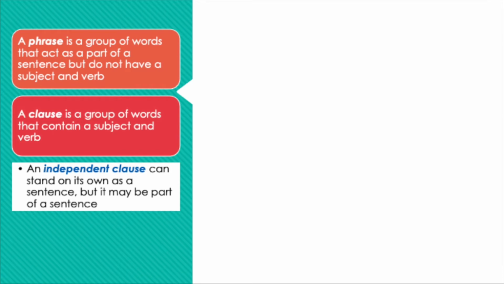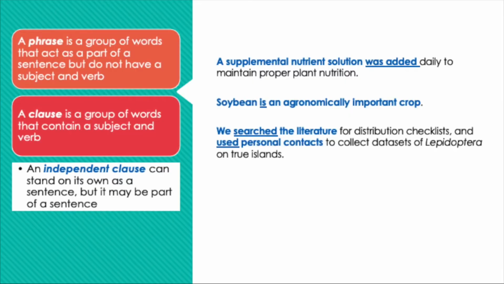An independent clause is a clause that can stand on its own as a sentence. A complete sentence must include an independent clause, and an independent clause might be a complete sentence, or it might just be part of a sentence. This will make a little bit more sense with some examples.